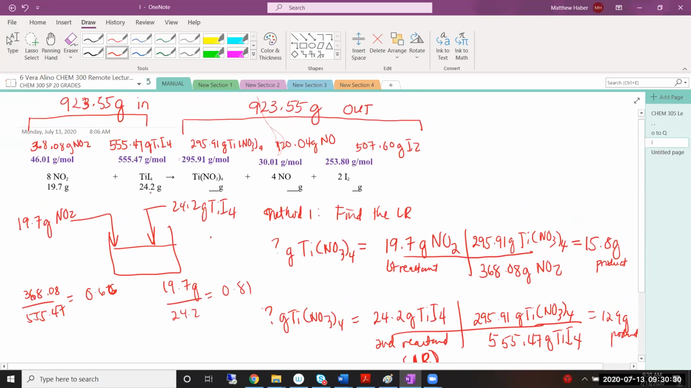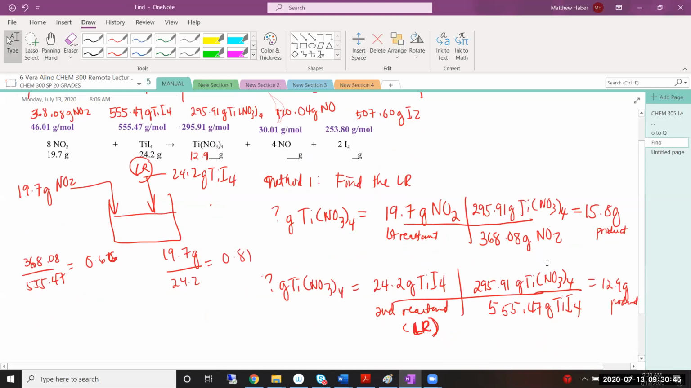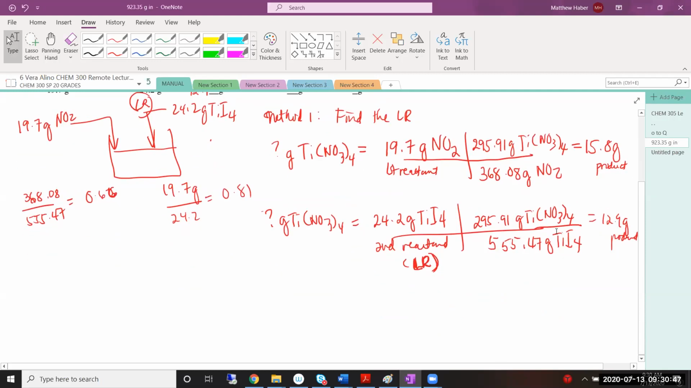Now that I know that this is my limiting reactant, my next step is to calculate the other products or the other amounts based on the limiting reactant. Okay, so 12.9 grams, I already know that from this method. So the second method, the second part is to find the rest of the products. Okay, so let's try to do that.